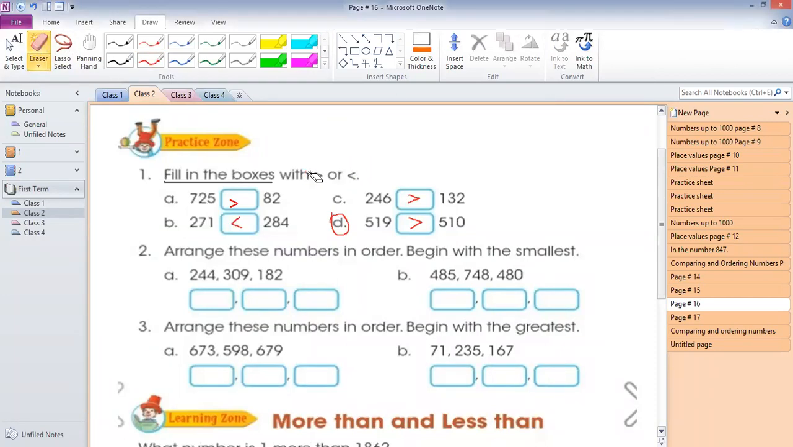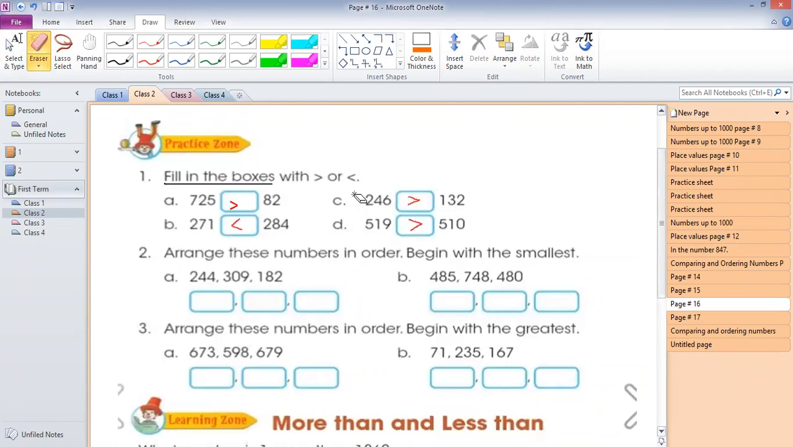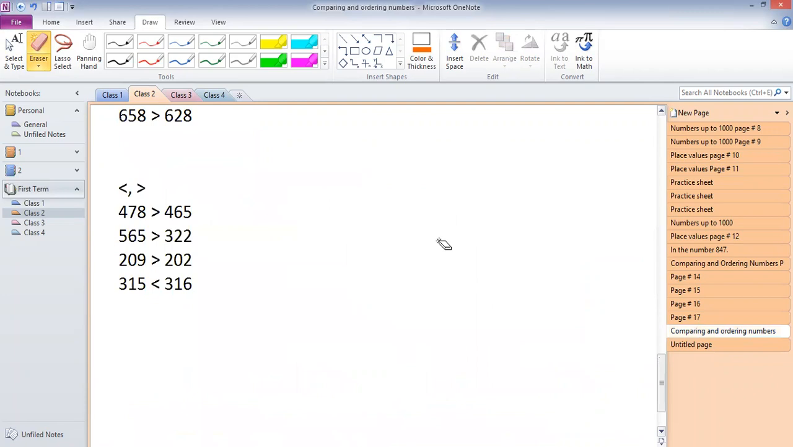Now, question number 2 and question number 3 are to arrange the numbers in order. Question 2 is to arrange the numbers in order beginning with the smallest, and question 3 is to arrange these numbers in order beginning with the greatest. So for this, guys, we will again practice first.